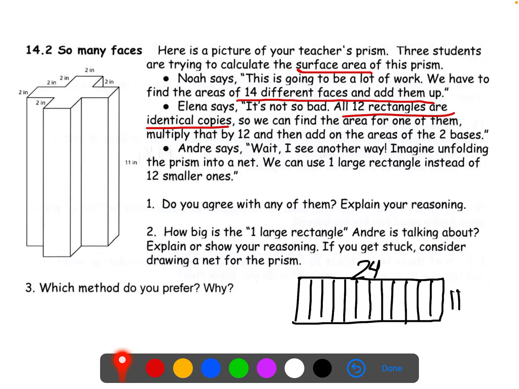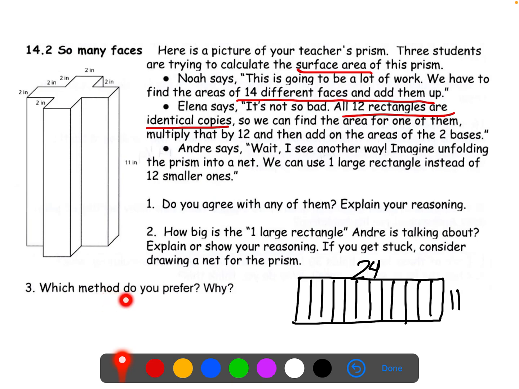That is what Andre is talking about by turning this into a net. Then, of course, we'd still have to consider the bases as part of that net too. So we'd have to find the area of this base as well. All right, so all of those would work. The one big rectangle, the second question we've already answered, would be 24 by 11 to represent all 12 of those faces.